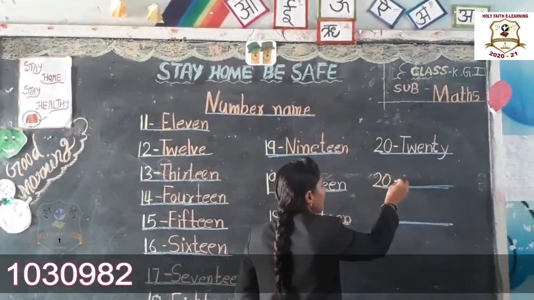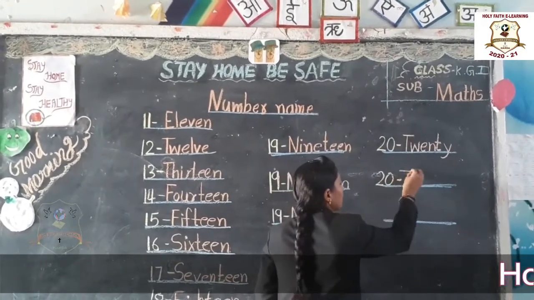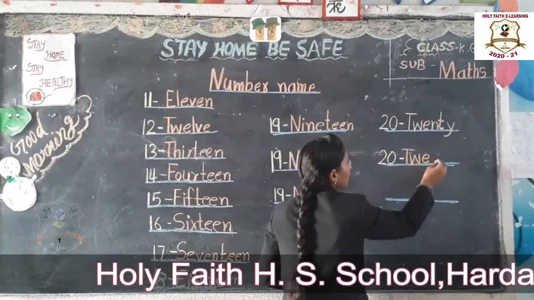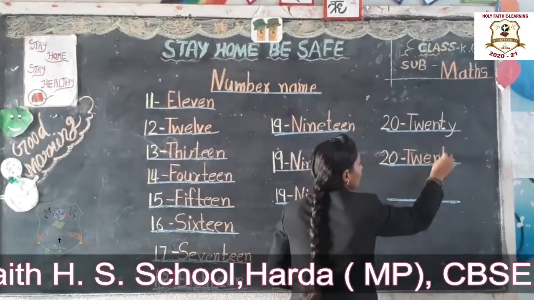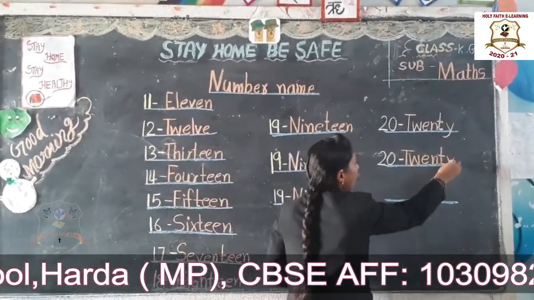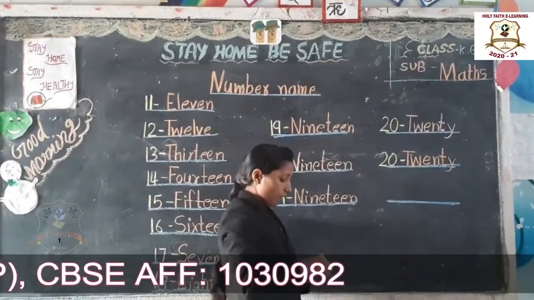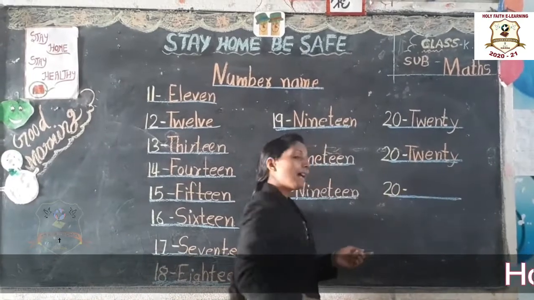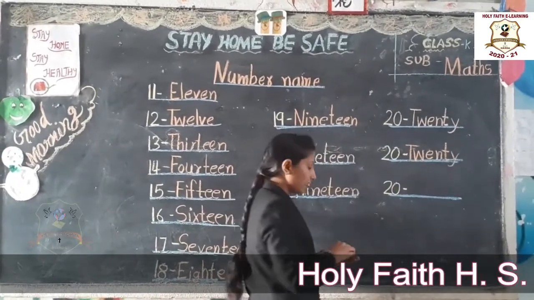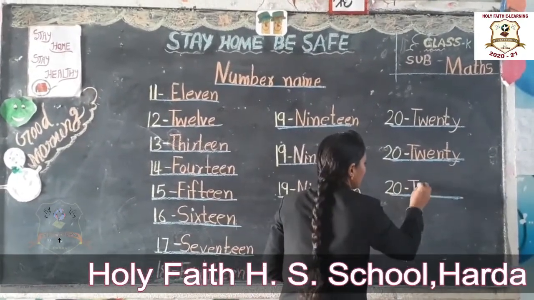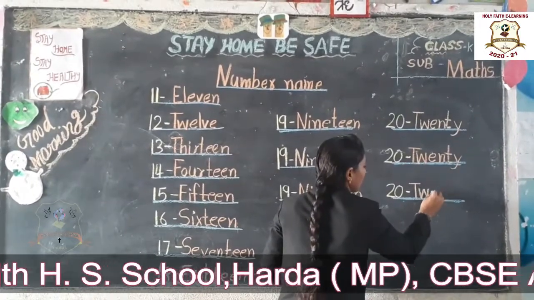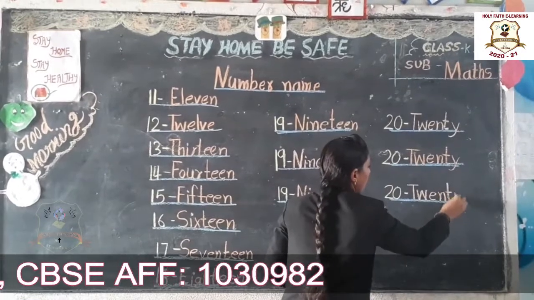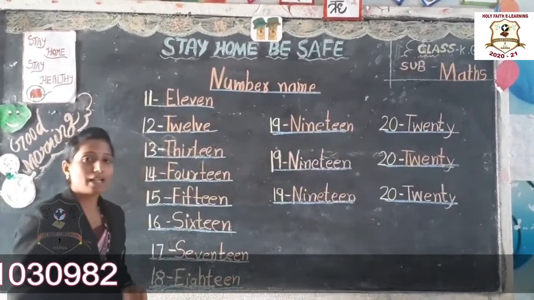This is number 20. T, W, E, N, T, Y. 20. Okay? One more time. Tell me which number is this? Yes, this is number 20. T, W, E, N, T, Y. 20. Is it clear to all of you?